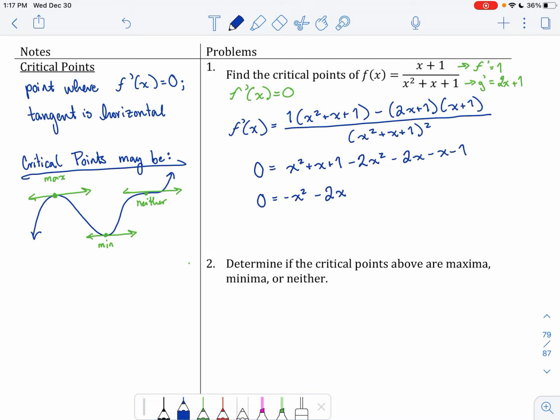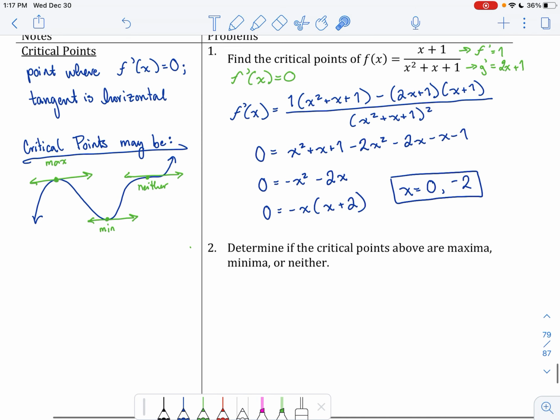Since we're solving a quadratic for 0, I'm going to factor out, in this case, negative x, which leaves me x plus 2. So my critical points are at x equals 0 and negative 2. So these are where we have our critical points. And if we're thinking about what this graph is, we have two of these. We don't know right now if they're a maximum, a minimum, or neither. As you can see here, that will be our second goal.